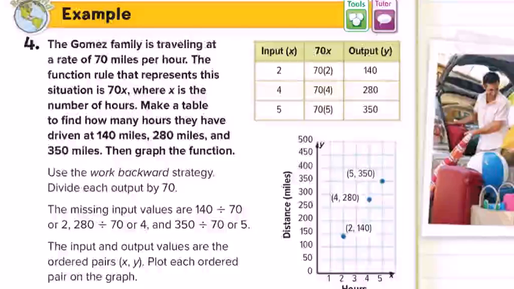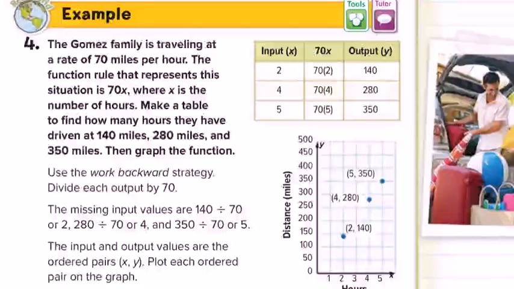Example 4 says the Gomez family is traveling at a rate of 70 miles per hour. The function rule that represents this situation is 70x, where x is the number of hours. So that means I do 70 times my input of x. Make a table to find how many hours they have driven at 140 miles, 280 miles, and 350 miles. Then graph the function. So to complete this problem, I'll need to use a function table.